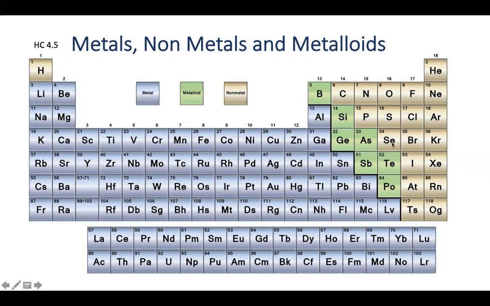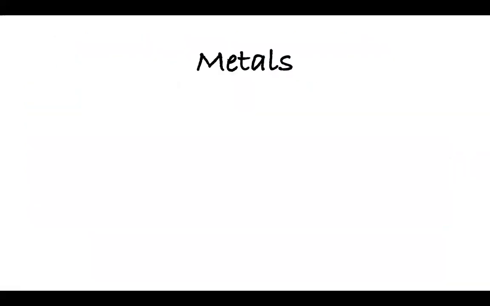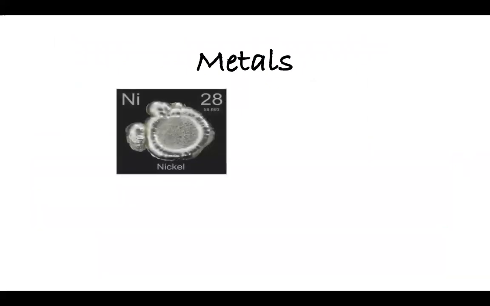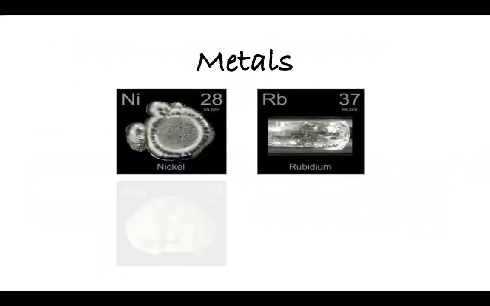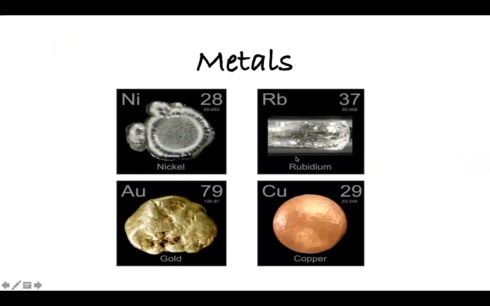And then there are, of course, far fewer nonmetals, and they are on the far right-hand side of the periodic table. And then along this stair step, you have these green elements, which are the metalloids, which have properties between those of metals and nonmetals. So let's just take a quick look at some metals. So here is nickel, rubidium, gold, and copper. You can see they are all kind of shiny. These two are silver. These are not silver, but most metals are going to be silver.